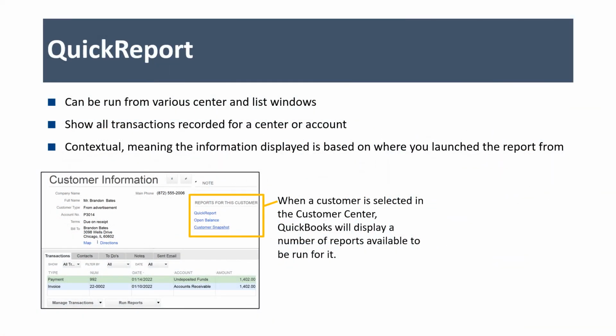A quick report can be run from the various center and list windows. Quick reports show all transactions recorded in QuickBooks for a particular center list entry or account. For example, you will use this report to get a quick snapshot of all customer transactions for Brandon Bates.